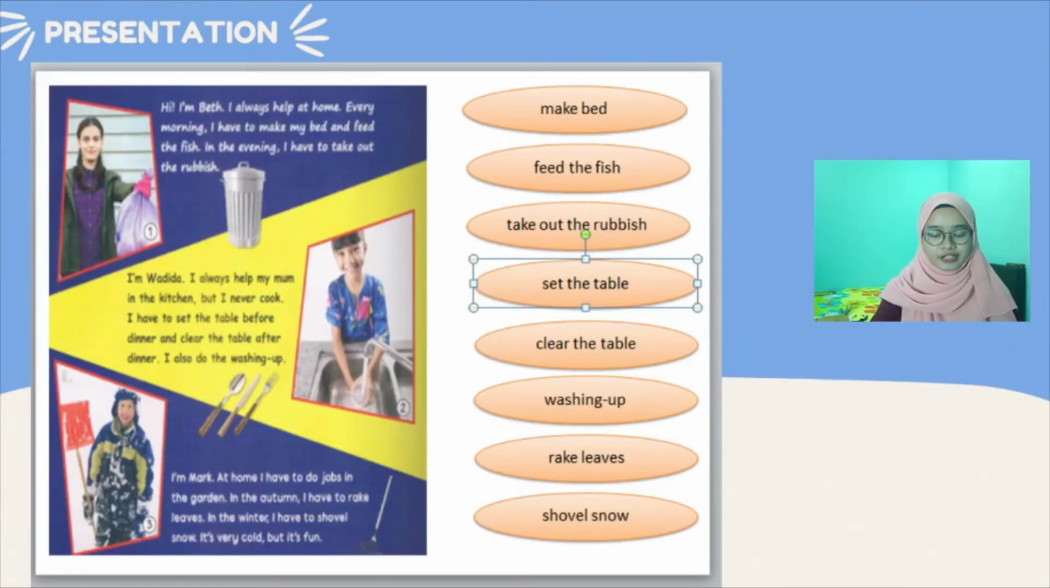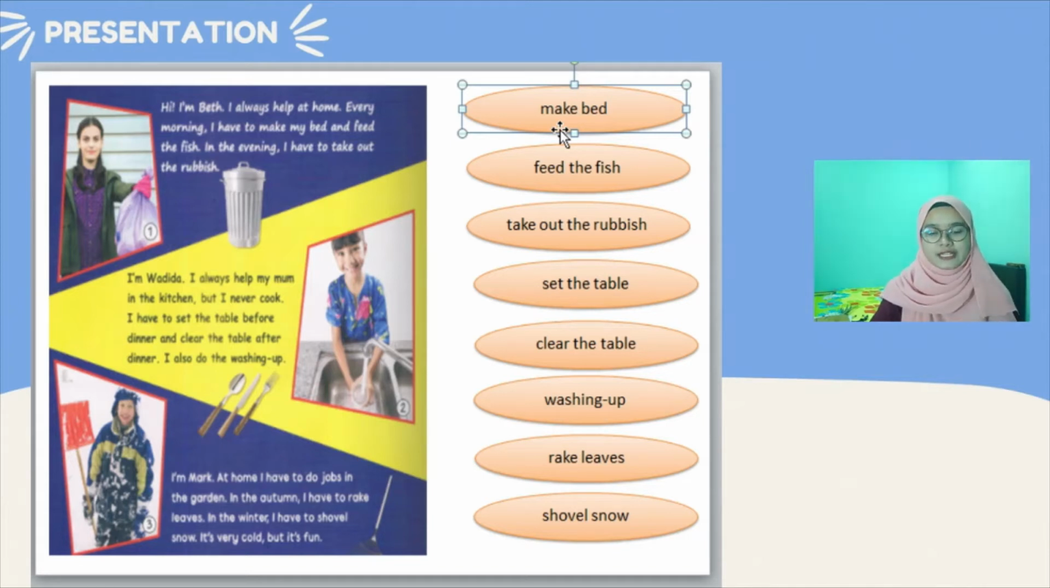Okay, so now boys and girls, based on the reading text here, there are 8 types of housework mentioned. In the first paragraph here, there are 3 examples of housework mentioned. The first one is make bed. Make bed here means that we rearrange our bed sheets, or also we rearrange our pillows on the bed. Usually we do this after we wake up in the morning.